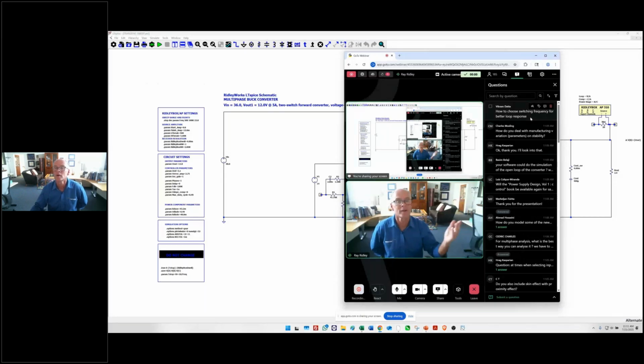How do I deal with manufacturing variation on stability? Well, inside LTspice, you can put in the parameter variations and do sweep after sweep after sweep. You can do that in the equations. You can do it in the average model. You can do it in the swept model.